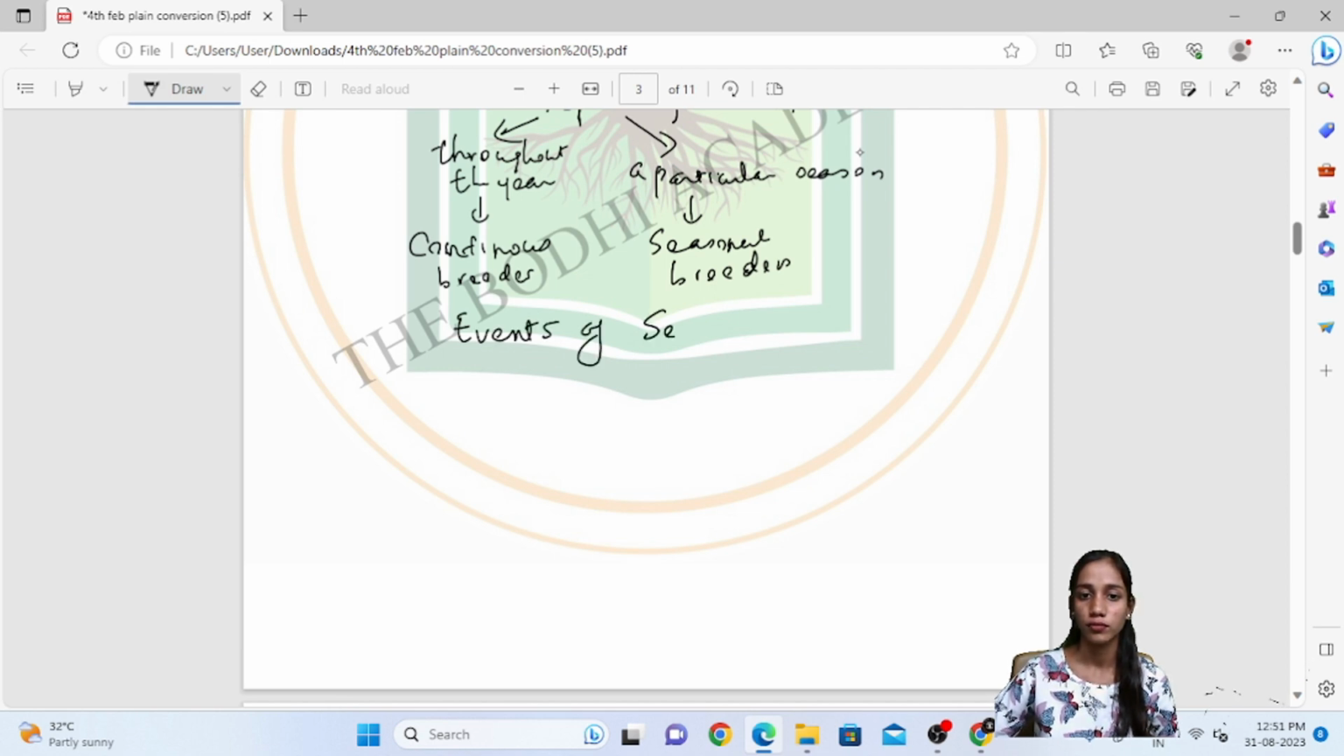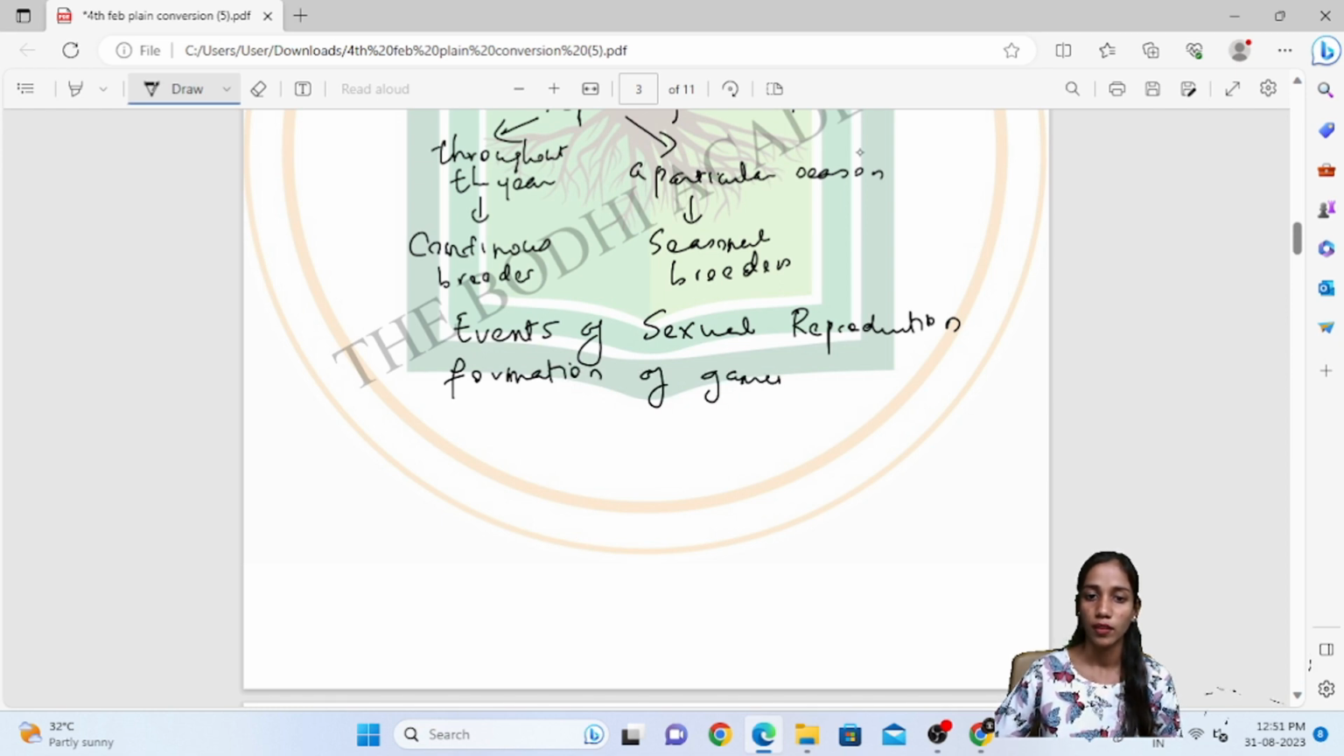Events of sexual reproduction. The first one is the formation of gametes. For this, we have the event called pre-fertilization. Pre means before, so it occurs before fertilization. You need to get the gametes first, right? So the formation of gametes occurs before fertilization. This is called the pre-fertilization event.